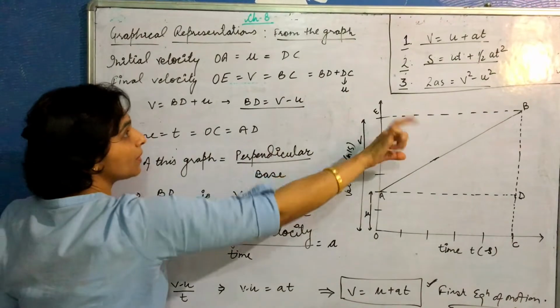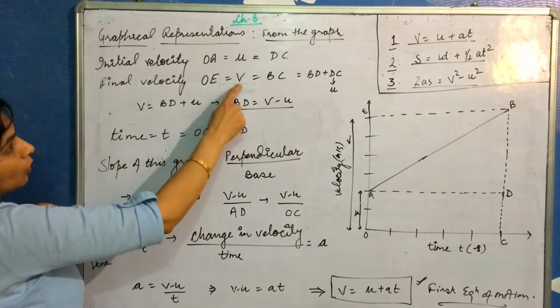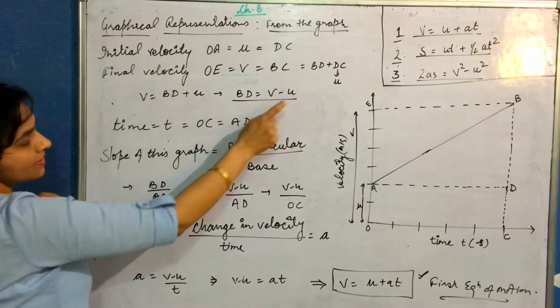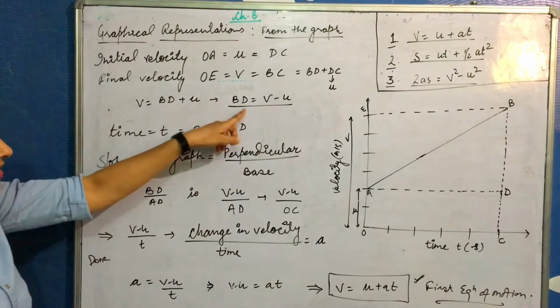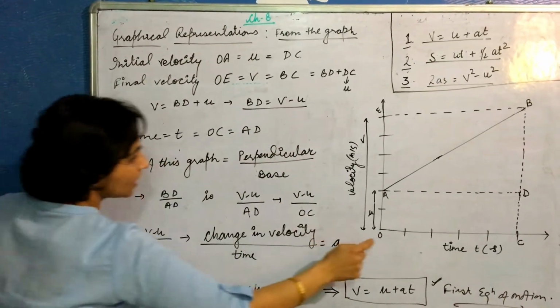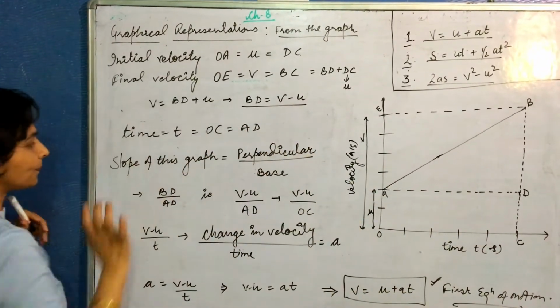While BC is made up of BD plus DC, and DC is what? U. So here V is equal to BD plus U, so BD is V minus U. We'll be using this equation, that's why we calculated it. Now time T is OC, and OC is equal to AD.